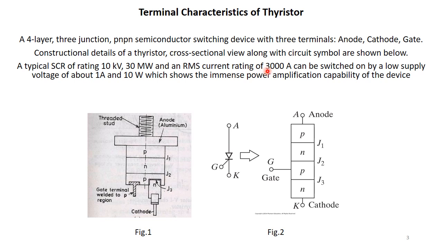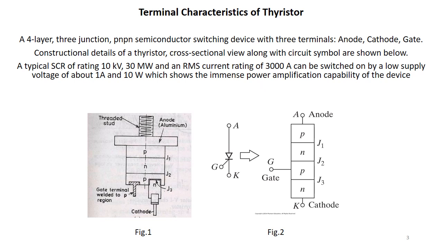Such a high power thyristor can be switched by a low voltage supply of about 1 ampere and 10 watts, and you can see this gives us an idea of the immense power amplification capability of the thyristors. Since they are solid state devices, they are compact, they possess high reliability, and therefore they have very low losses.